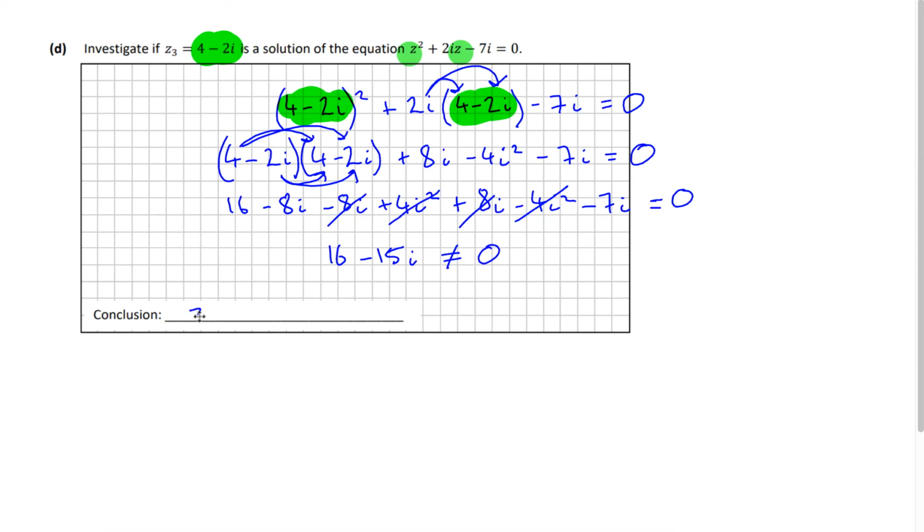So the conclusion would be Z3 is not a solution. If it was a solution, it would give us 0 on the left. And that's the end of the question.